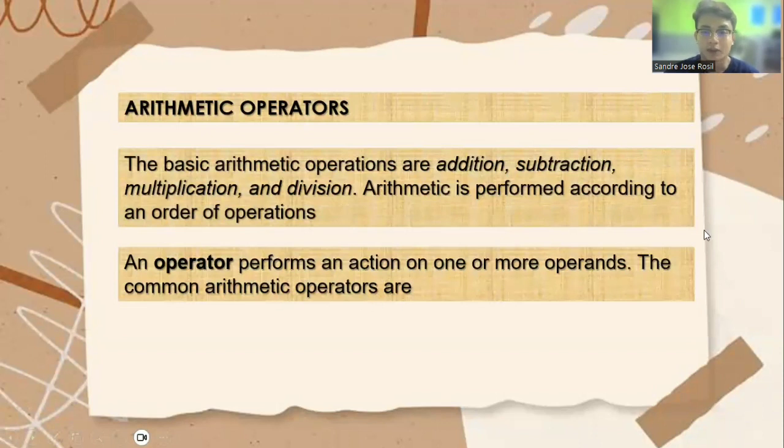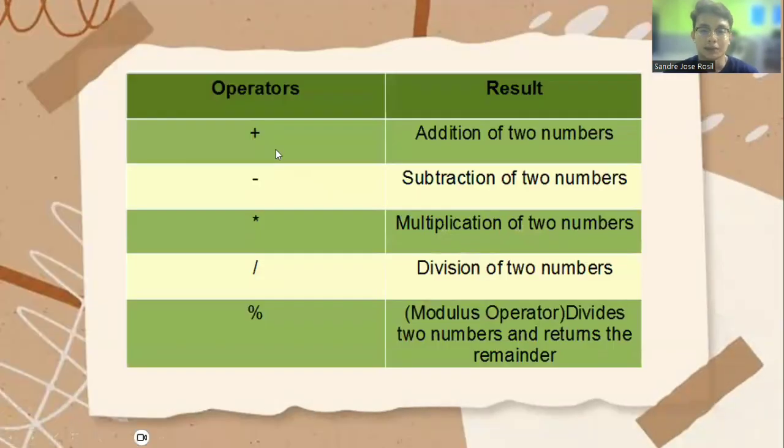The common arithmetic operators are the plus sign, which is addition of two numbers; the minus sign, subtraction of two numbers; the asterisk, multiplication of two numbers; and the slash sign, division of two numbers. Lastly is the percent sign, the modulus operator. It divides two numbers but returns the remainder.